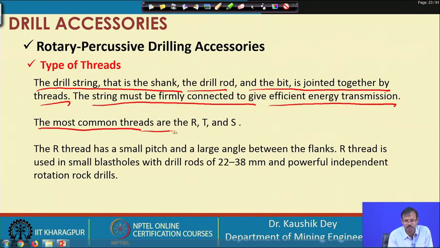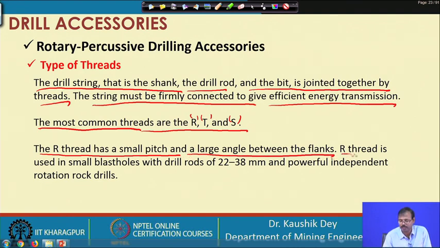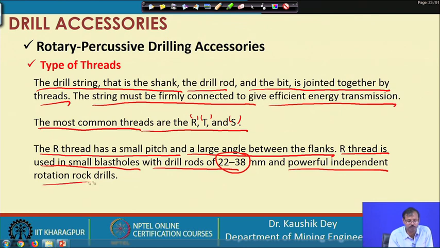The most common threads used are of R, T and S type. The R thread has a small pitch and a large angle between the flanks. R thread is used in small blast holes with drill rod of 22 to 40 mm dia and powerful independent rotation drills, rock drills.